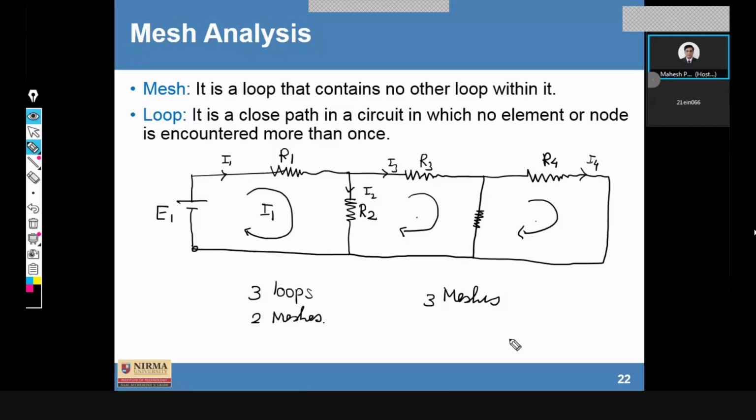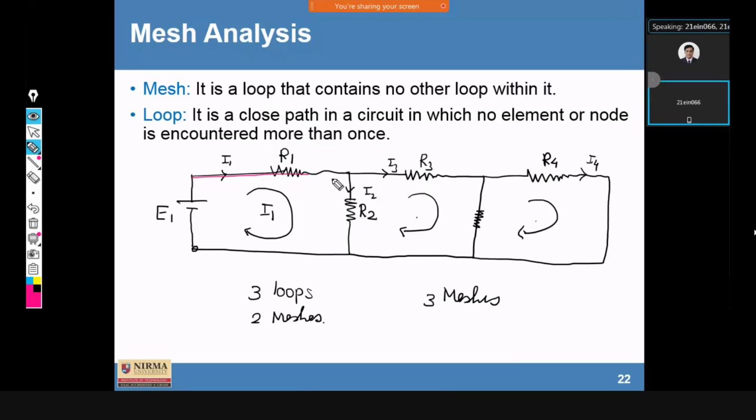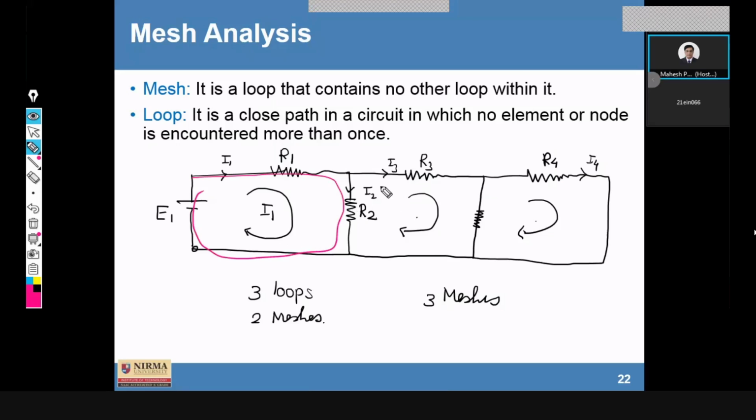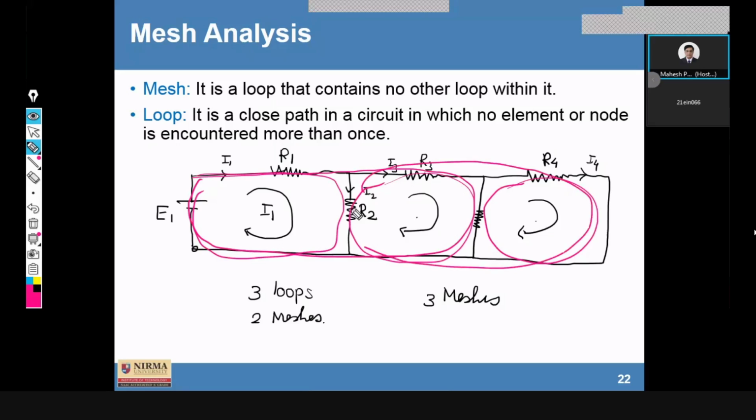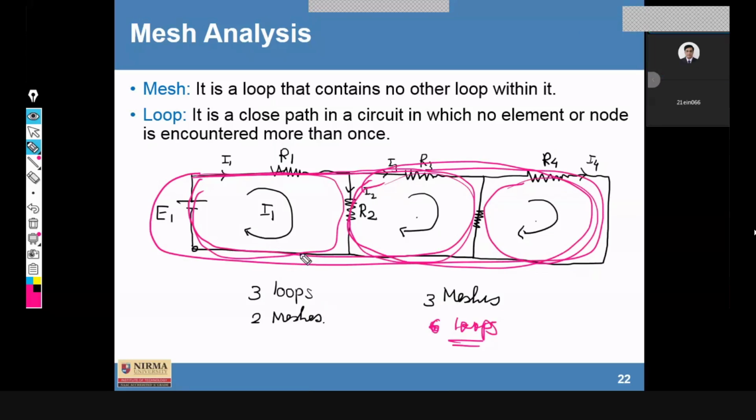Fine. And how many loops? Loop 1, 6 loops. I can use a different color also. So this is loop 1. This is loop 2. This is loop 3. And combinedly we can consider this is loop 4. We can combinedly consider this is loop 5 and the whole loop. So how many different loops can we identify? 6. Fine. I think this is clear to you, everyone.